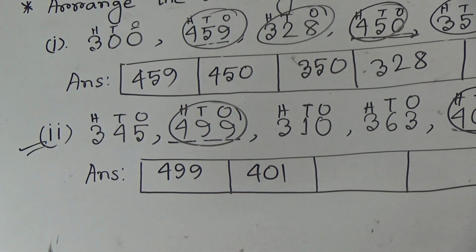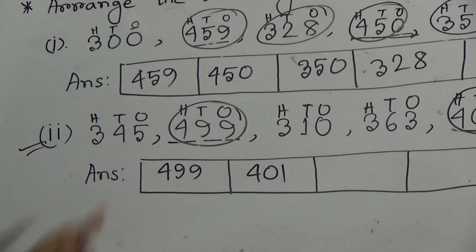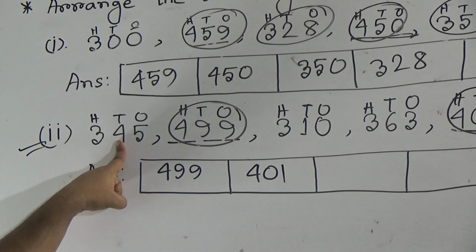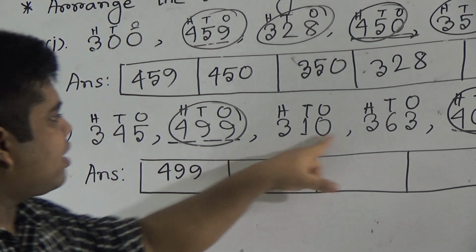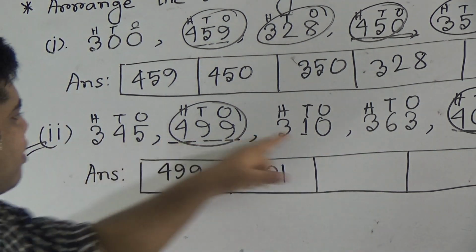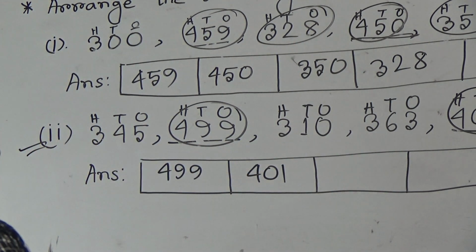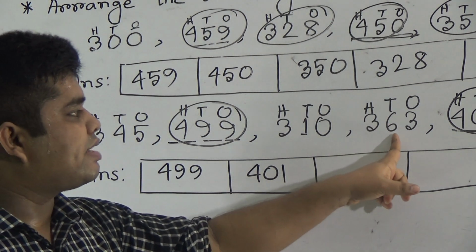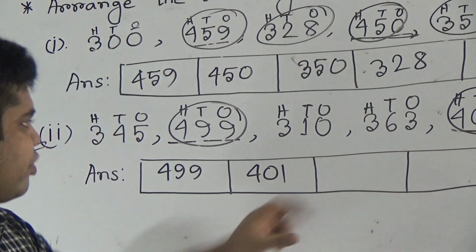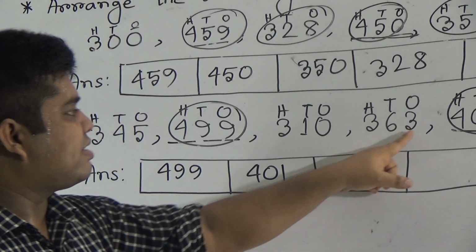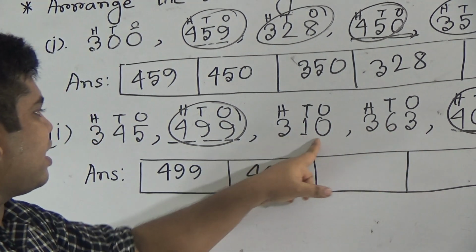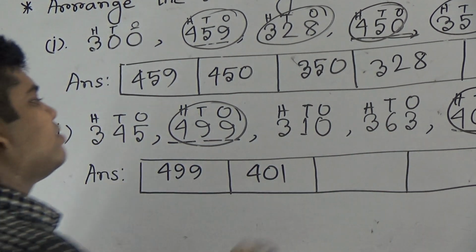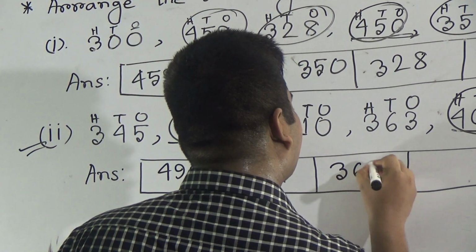So the 100 place is the same. Now we check the tens place. 4, 1, 6. Here you notice 4, 1 and 6. Which one is greater? 6 is greater. So 363 is greater among these three numbers. That means 363 is greater than 310 and 345. So I write 363 then.